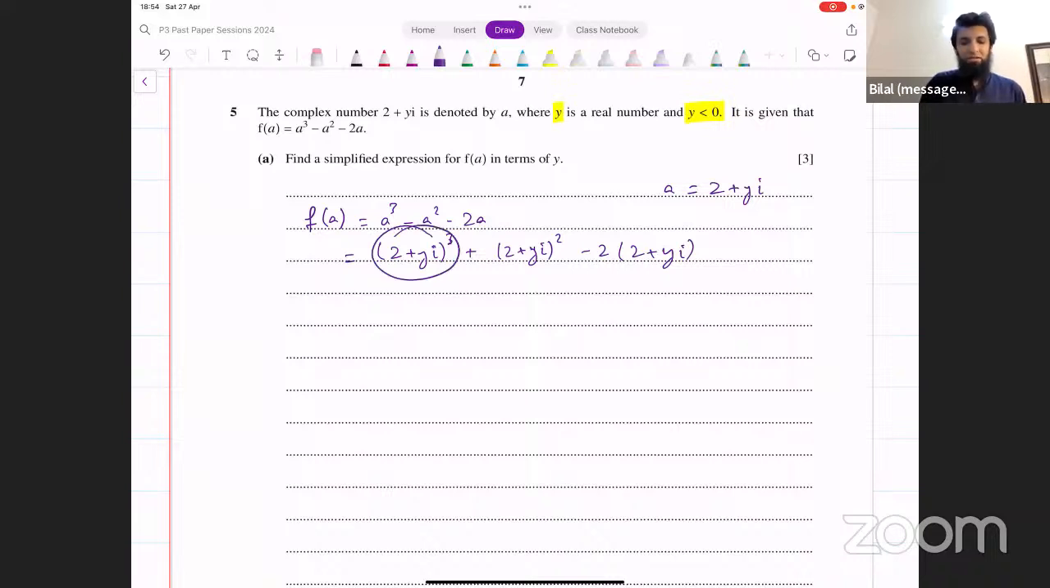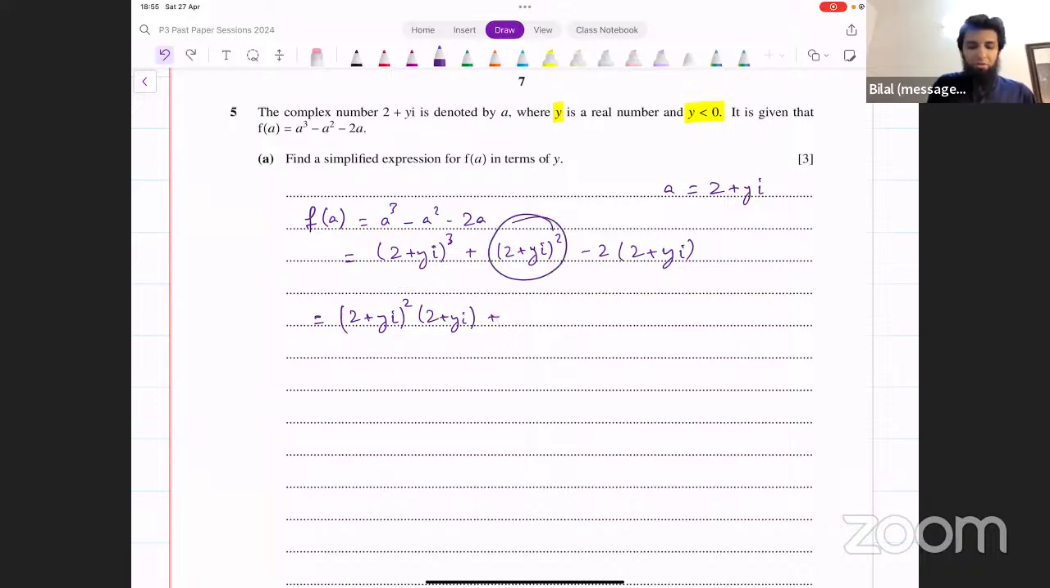Now that's this algebraic simplification. How do you expand 2 plus y iota whole cube? You can either use binomial for this if you want. If not, you can write it like this: 2 plus y iota squared into 2 plus y iota, and that's also okay. Or you can use the binomial expansion formula, the paper 1 formula, to expand this, and that will work as well. But let's do it like this.